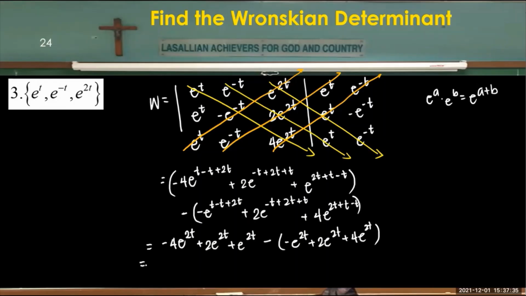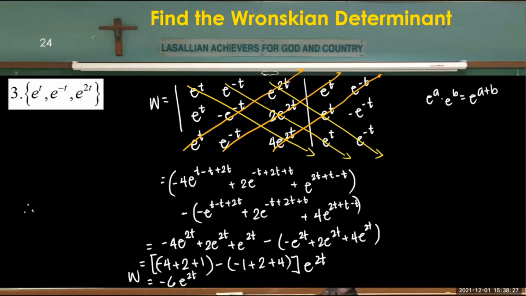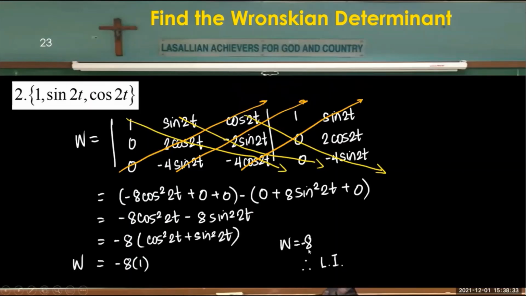All right. If you factor out e to the 2t, guys, what happens? Negative 6. So that means it does not become 0. If it does not become 0, linearly independent, right? Because according to this, if it's non-zero, it's linearly independent.